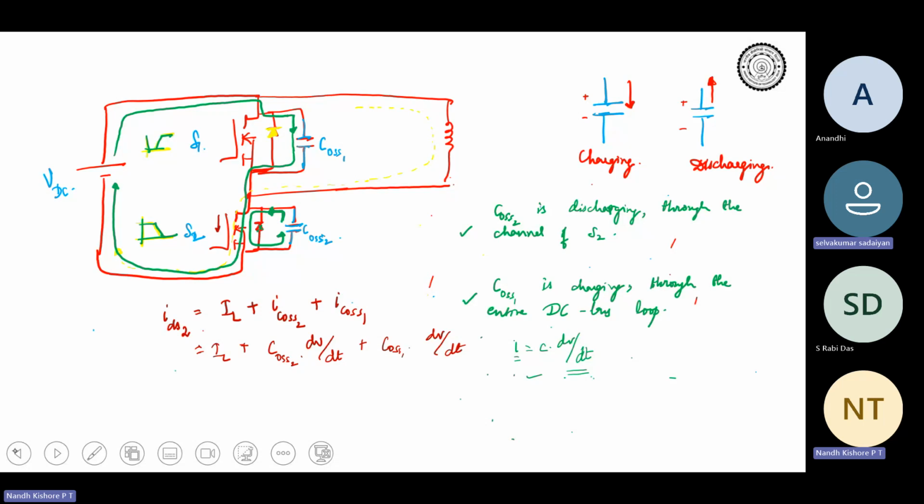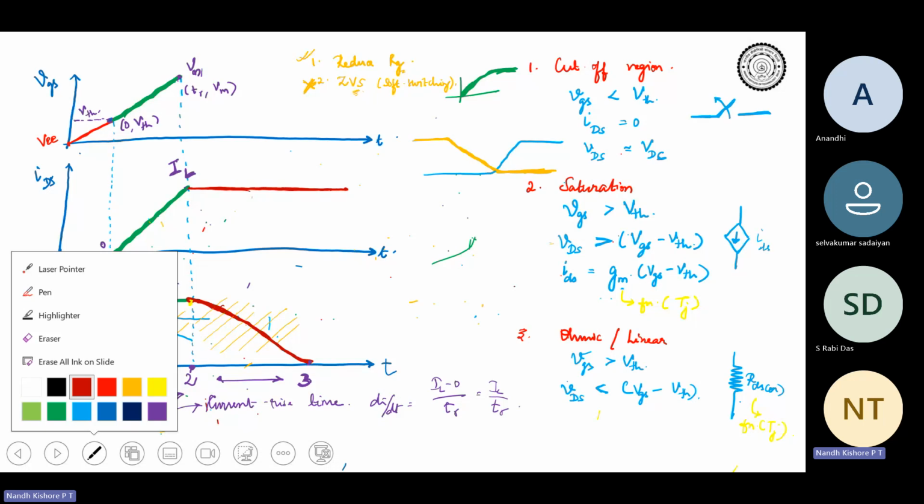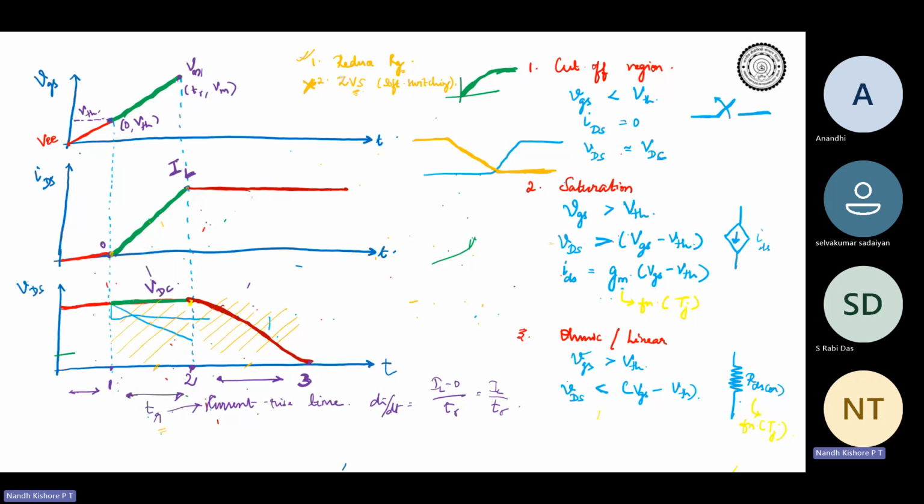Yes, sir. Nice. That is why you will see practically, even though we have drawn it like a constant value, that the current would be something like this if you measure it practically. We have assumed constant, so the current should ideally be a square, but you will see that it would be something like this. So this extra current that you see over here is contributed by the charging of both COSS1 and COSS2.